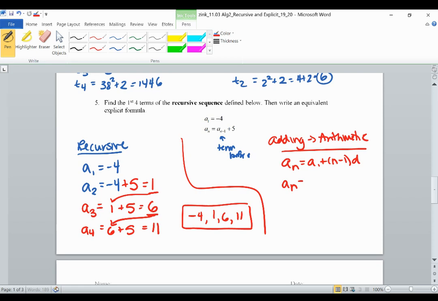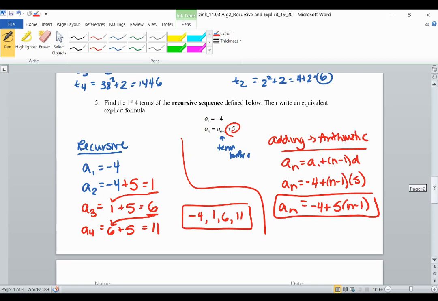I'm looking for a sub 1, which I know is -4. I want it in terms of n. And I'm adding 5 to get to the next term. And if you didn't know that, then just take 2 terms and subtract them. 6 minus 1 is 5. 11 minus 6 is 5. 1 minus -4 is 5. And then we'll write it out a little bit nicer, put the 5 in the front, and that's it.